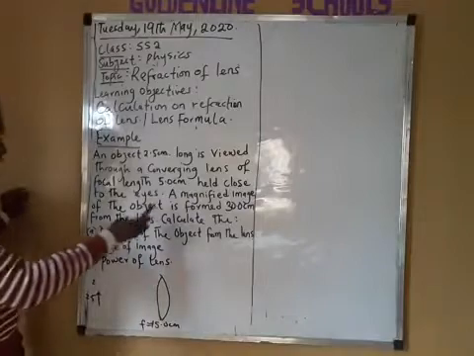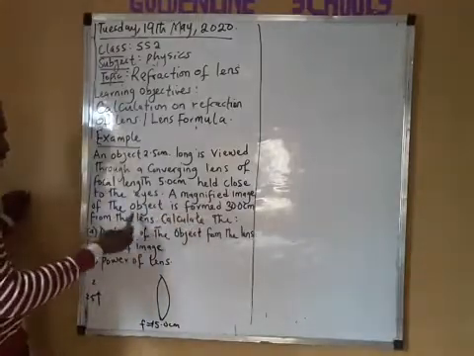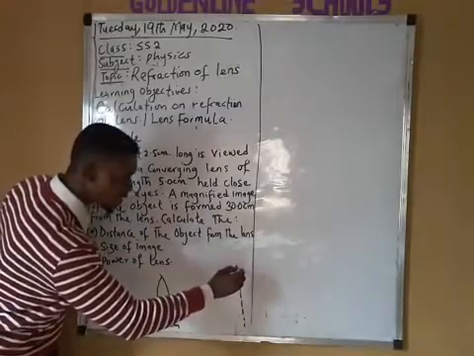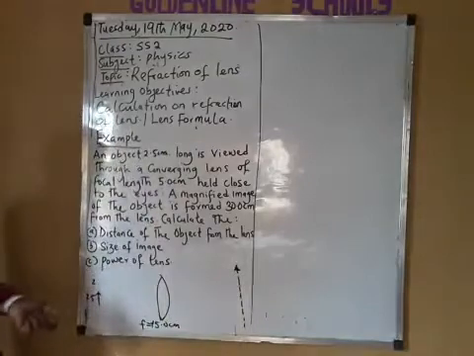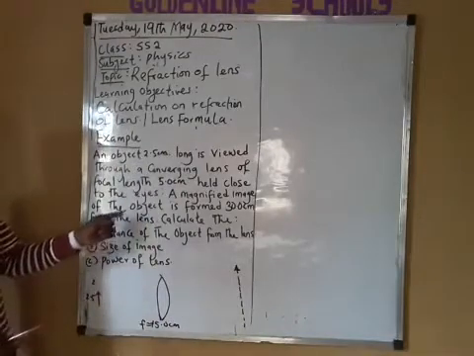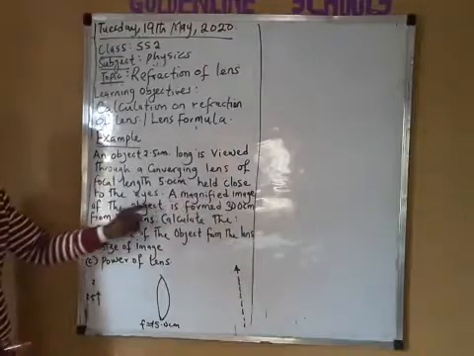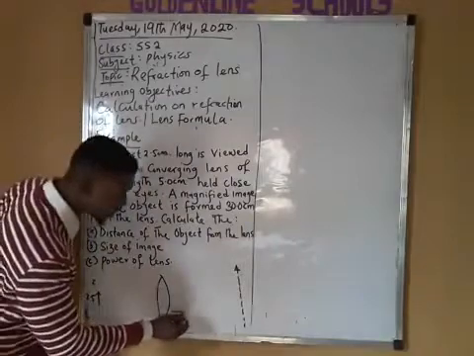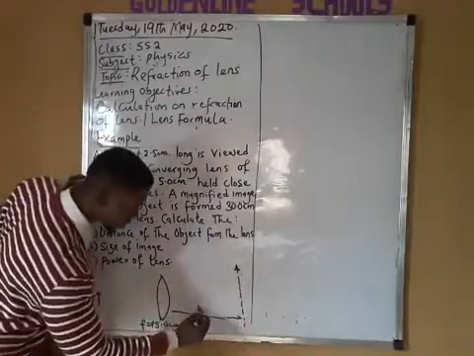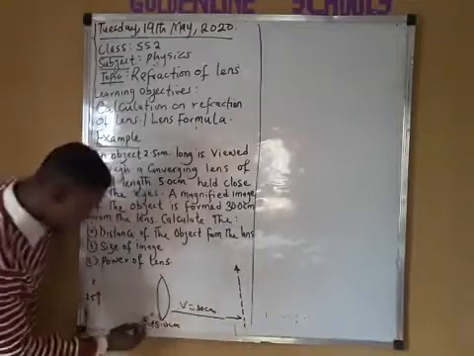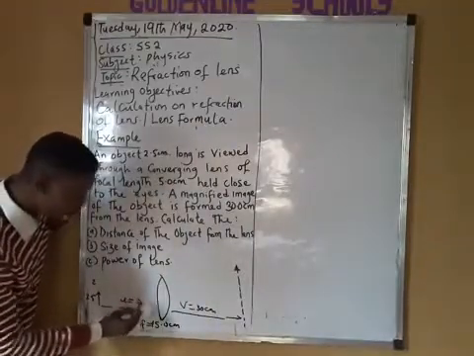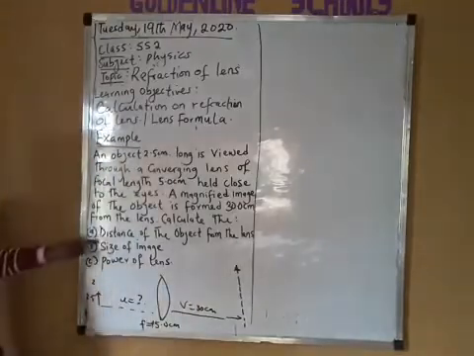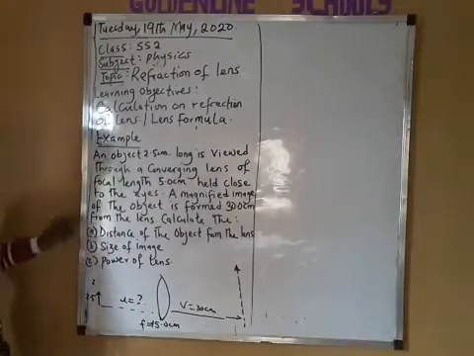Now you are told that a magnified image of the object is formed. That means the image will be bigger than the object, but we don't know the size yet. They said the magnified image is formed 30 centimeter from the lens. So this is your V. But we're not given your U, which is the object distance. Your U is unknown. The first question asks for the distance of the object from the lens. That is your U.